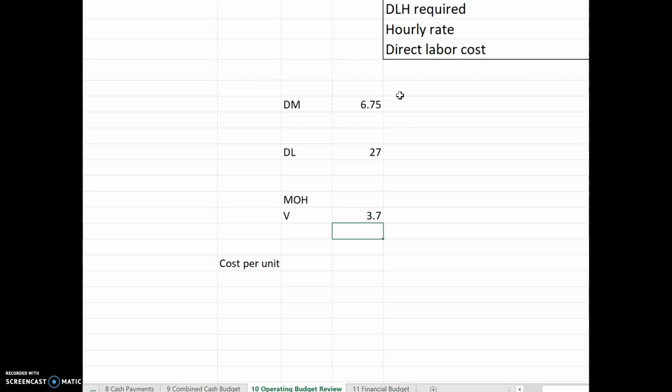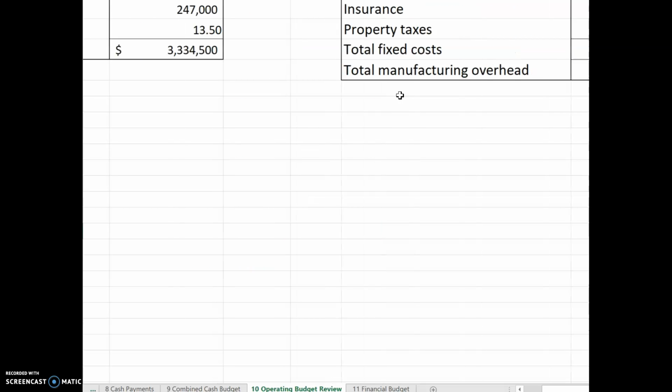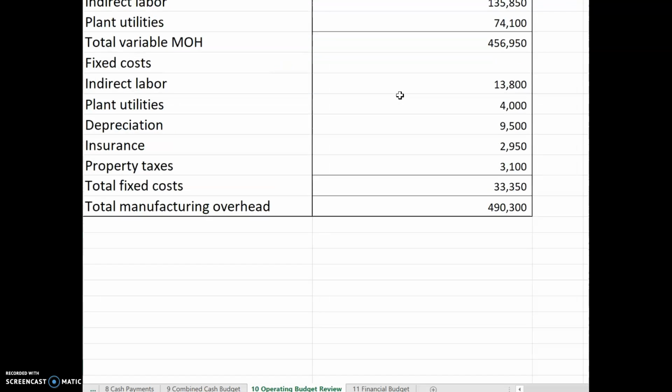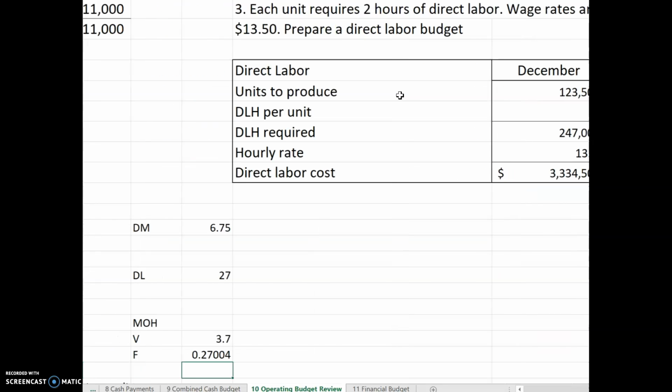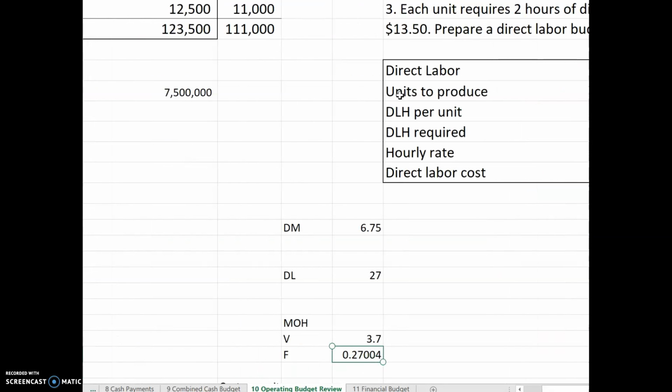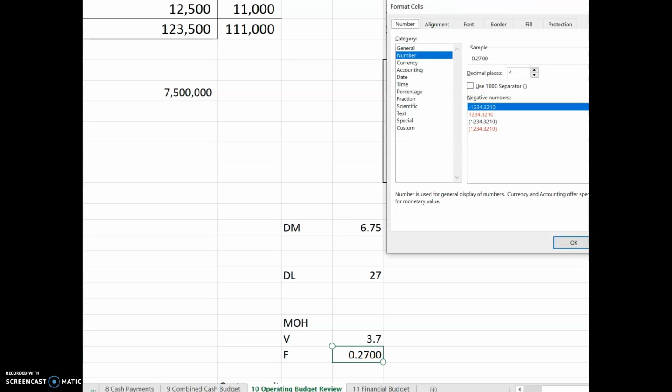for the variable overhead, and then the fixed overhead we'll get by taking the total fixed overhead from the budget. So our total fixed cost is $33,350, and we're going to divide that by the 123,500 units. That's going to give us our fixed overhead per unit. I'm going to reduce the decimal places.